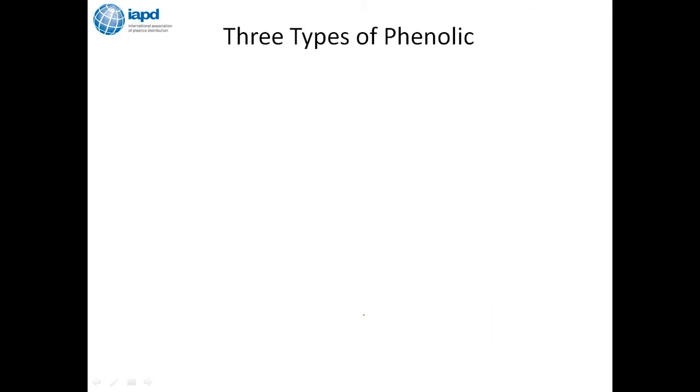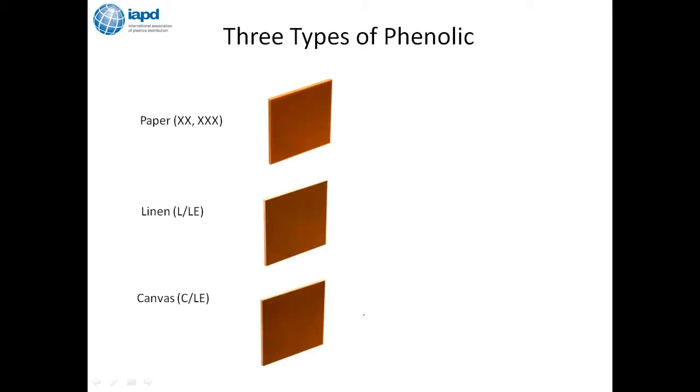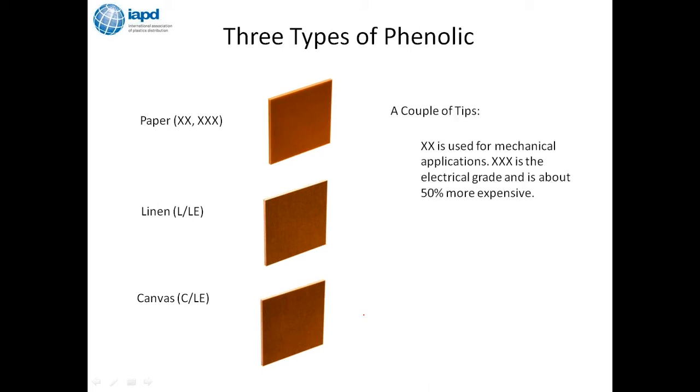Okay, there's three types of phenolic: paper, linen, and canvas. And I'm going to bring up three pictures really quick of the different materials. A couple tips on phenolic materials.